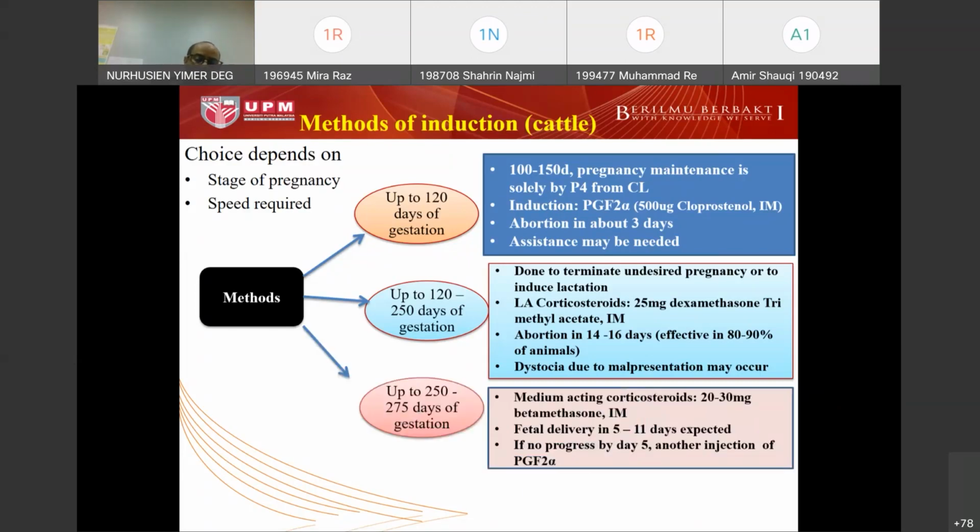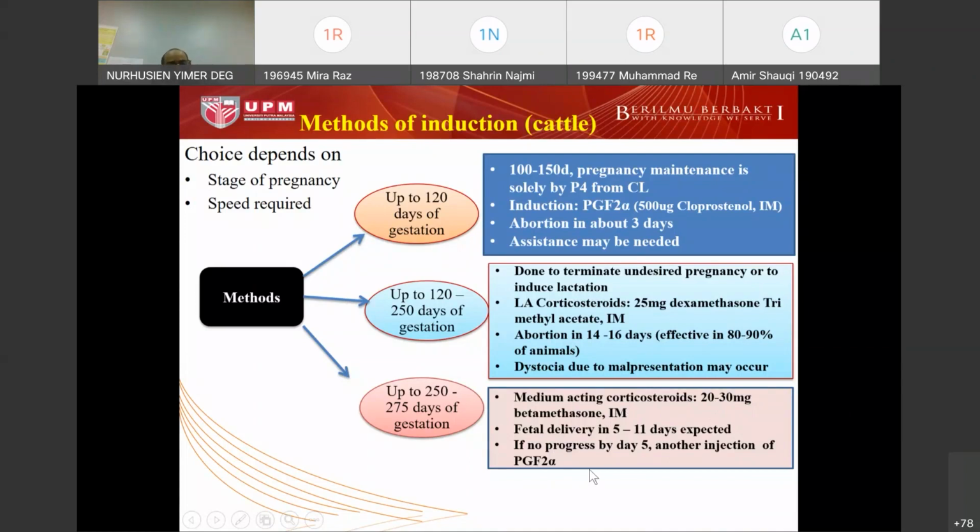Now, the other time period is after 250 days, which is getting close to the due date, close to the parturition time, right? We know that gestation is about 280 days for cattle. So in this case, you can consider, again, the corticosteroids. You can use short-acting corticosteroids, like betamethasone, around 25 milligrams injected intramuscularly. Then you can expect delivery within 5 to 11 days.